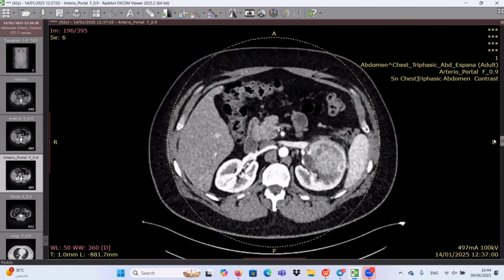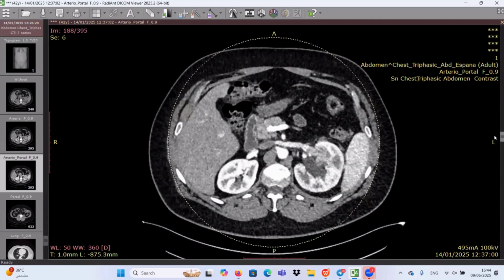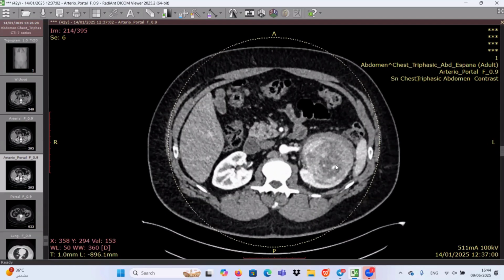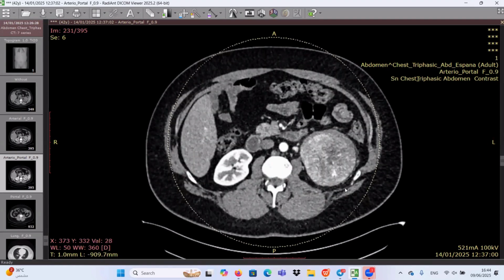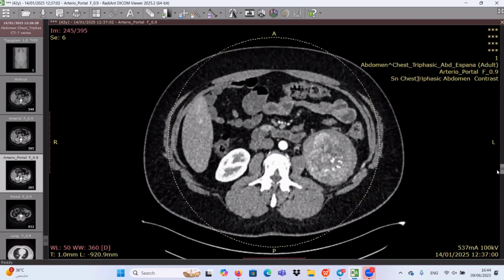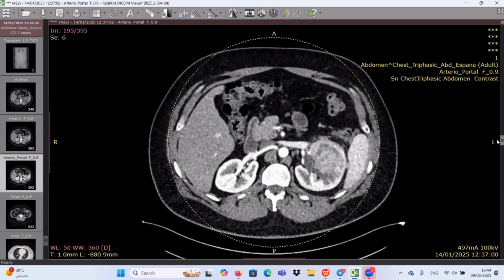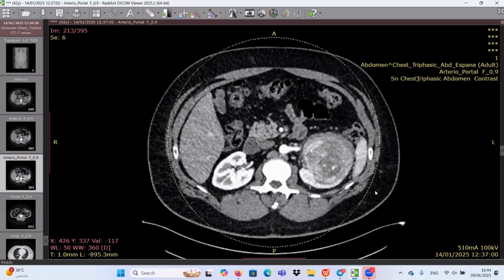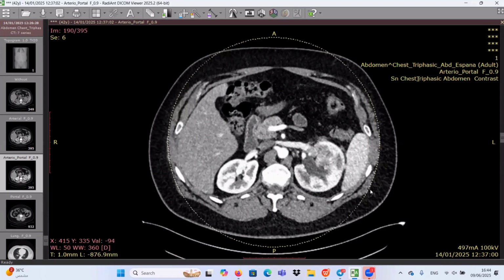May I know the age of the patient? The age of the patient is 39. Based on these findings, it appears to be a renal cell carcinoma, with thrombosis of the peritumoral part of the left renal vein. I think it is at the most adjacent part of the renal vein, but the main renal vein itself is patent and normally enhancing with no filling defects.